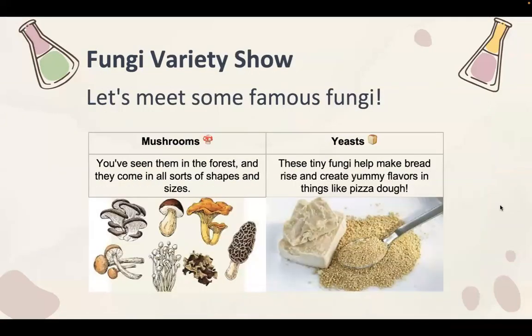So let's meet some famous fungi. All right, we have the mushrooms and the yeast. Well, you see all sorts of mushrooms come in different shapes and sizes in the forest. Some we can eat, some we cannot eat. All right. Then we have yeast, where this tiny fungi helps to make bread rise and create yummy flavor in things such as pizza dough. All right.